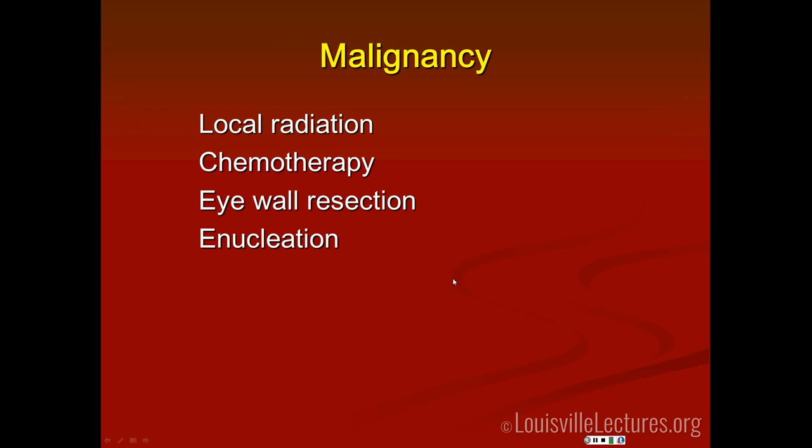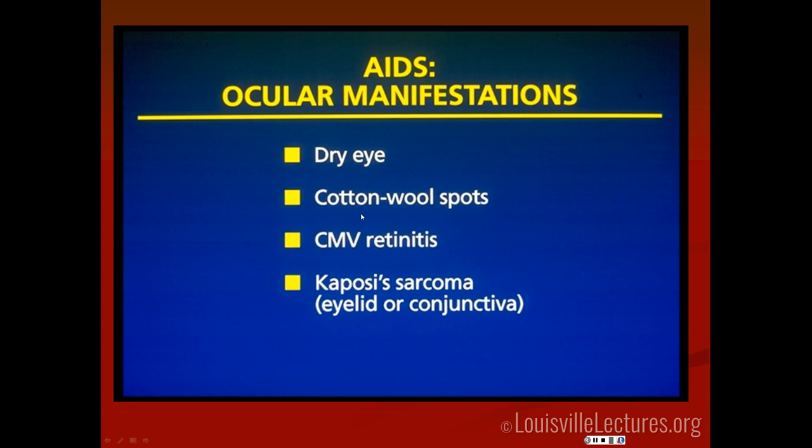Treatment for these: local radiation, chemo, brachytherapy. You can do eye wall resection, which I've never seen, and then enucleation, depending on which type of malignancy it is. Other things, so AIDS, ocular manifestations would be dry eyes, cotton wool spots, CMV retinitis, and Kaposi sarcoma of eyelid or conj.